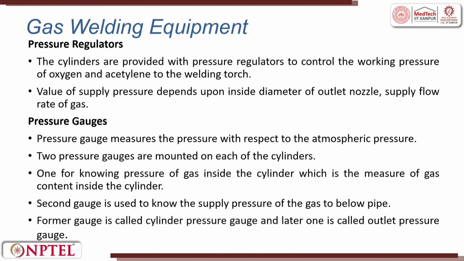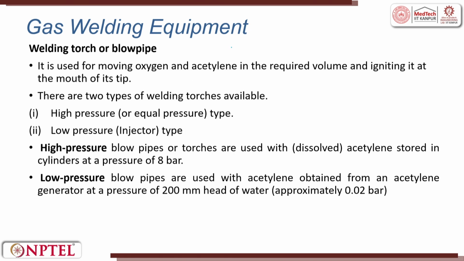Pressure regulators play an important role. You regulate the pressure such that at the torch exit you get the flame. The pressure gauges are used to monitor the pressure. So, two pressure gauges are mounted on each cylinder, one for knowing the pressure of the gas inside the cylinder, which is measured as the gas content inside the cylinder. The second gauge is used to know the supply pressure which comes out. So, two gauges are there. Torch, we have seen there are two types of torch, high pressure torch and low pressure torch.